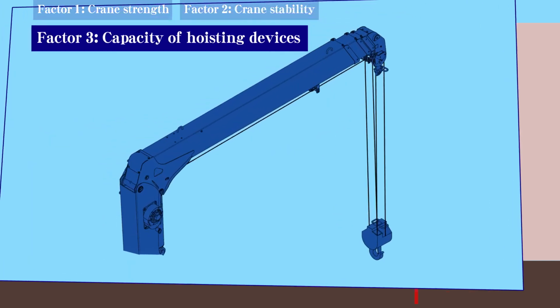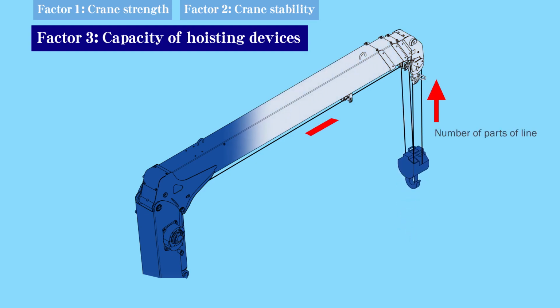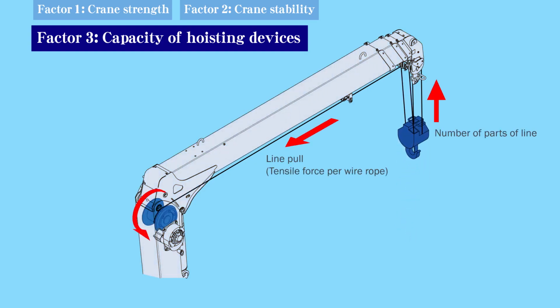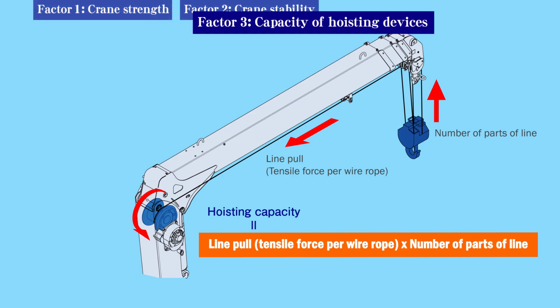Factor 3 is the capacity of the hoisting devices. The winch has a physical capacity limit, and there is a limit to wire rope strength as well. Therefore, the capacity of hoisting devices consisting of a winch and wire rope is determined as shown here. Hoisting capacity limit is determined by the line pull, which is the tensile force per wire rope multiplied by the number of parts of line.